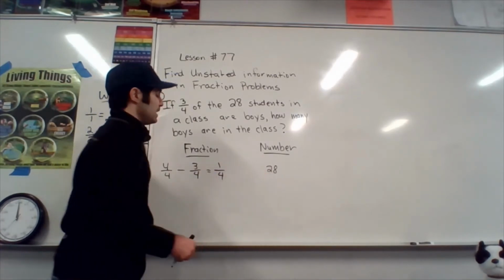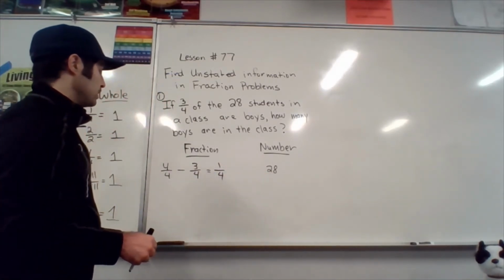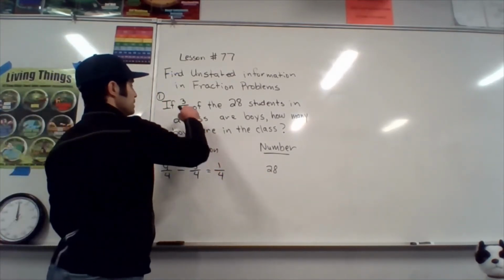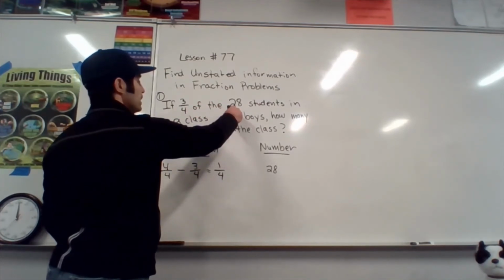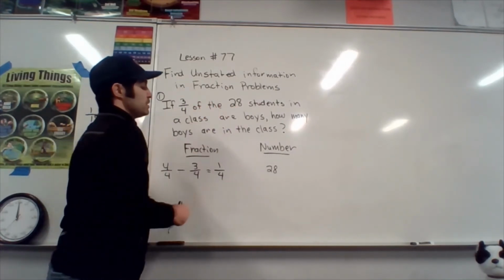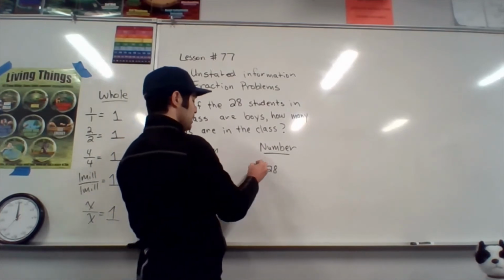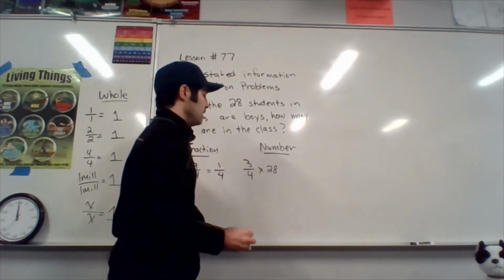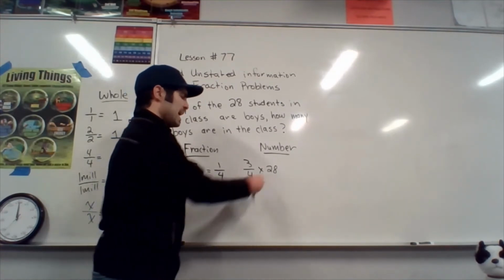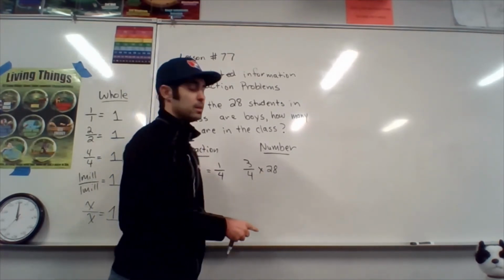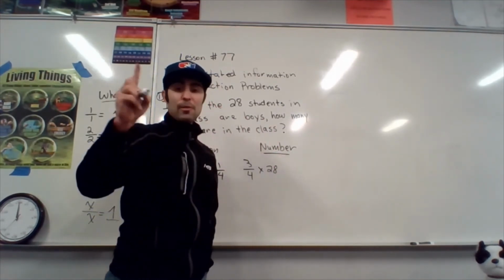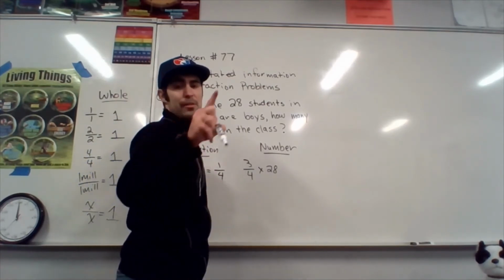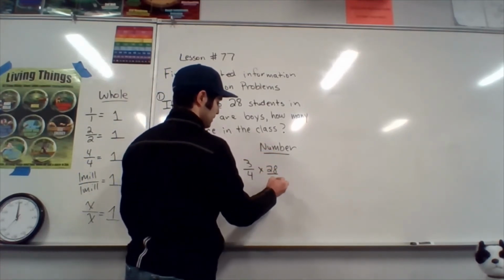So you can also find out 3/4 of this. So it says 3/4 of the 28 students. The word of means multiply. So I'm going to take 3/4 of 28. Now some people are like, hey, you can't multiply that. That's not a fraction. What is it? Put it over 1. Put it over 1. There we go.